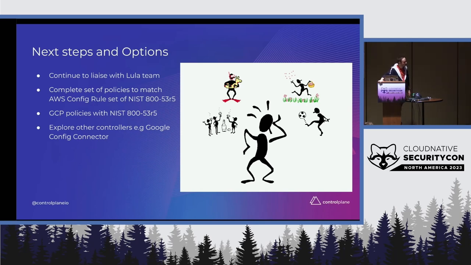This is something that we have some utility with from clients at the moment. It would be logical to cover all of the AWS config rules in NIST 853 Rev 5. We'll also be looking at GCP or other controllers such as Config Connector.